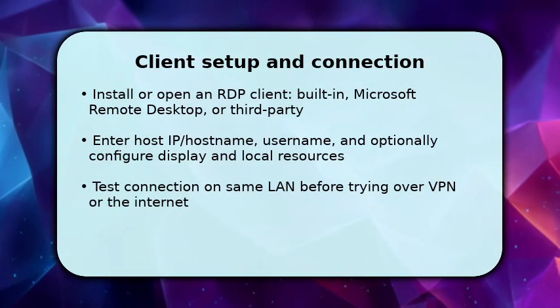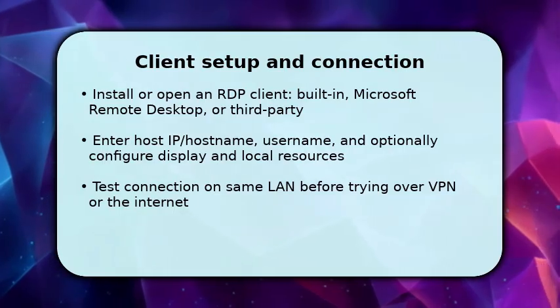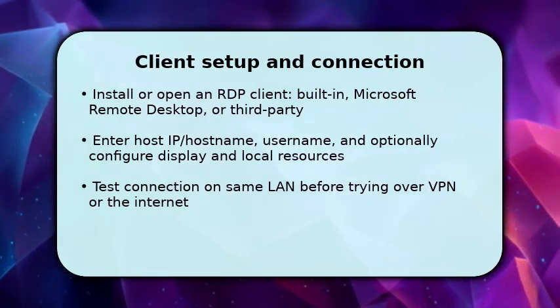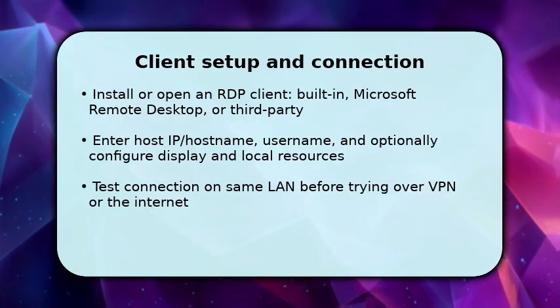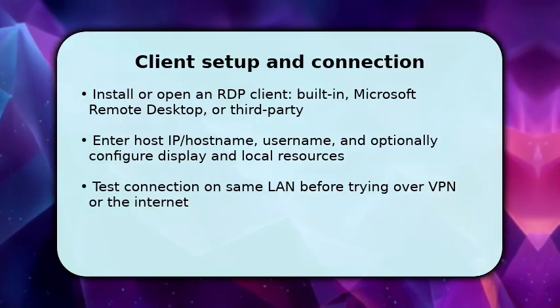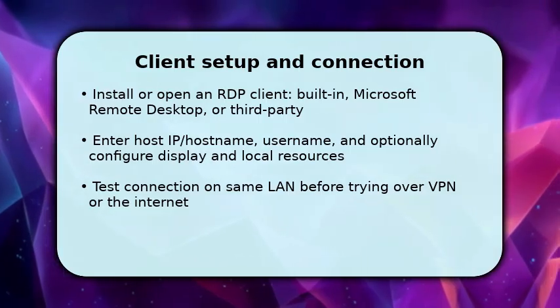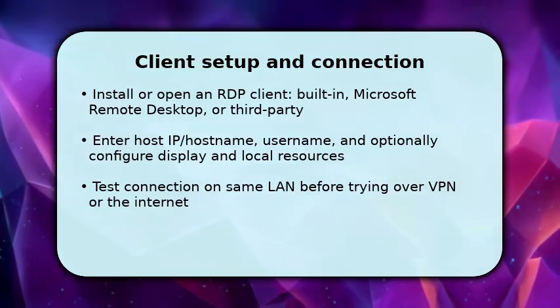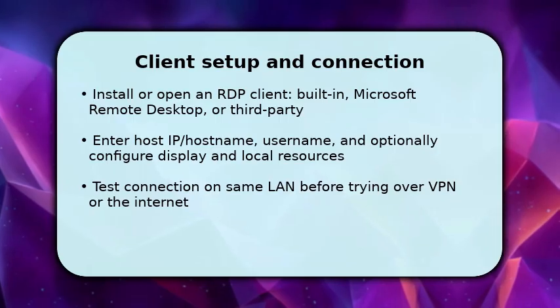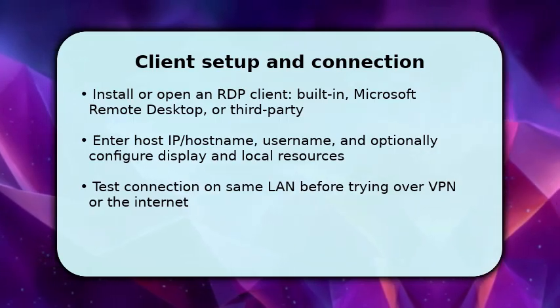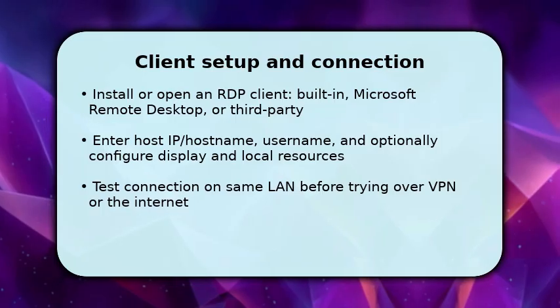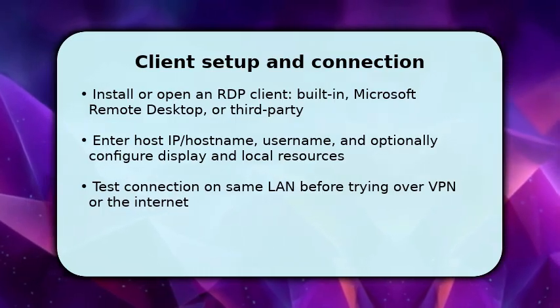On your client device, open the RDP app and create a new connection profile. This saves time later. Enter the host IP or DNS name and the admin username, then adjust display, sound, and local drive redirection so files move between machines. If you need access over the internet, set up VPN or port forwarding with caution. Otherwise, test first on the same LAN to isolate issues.